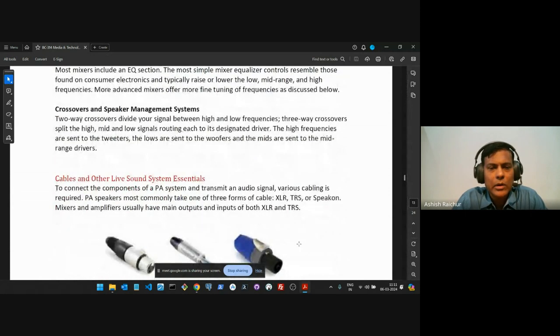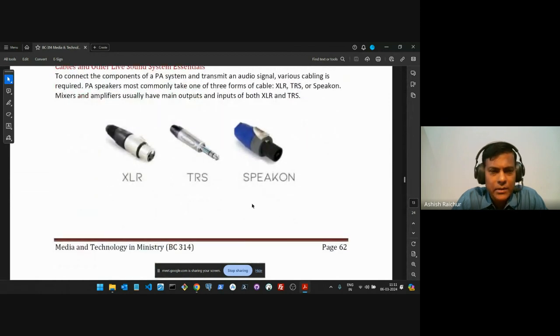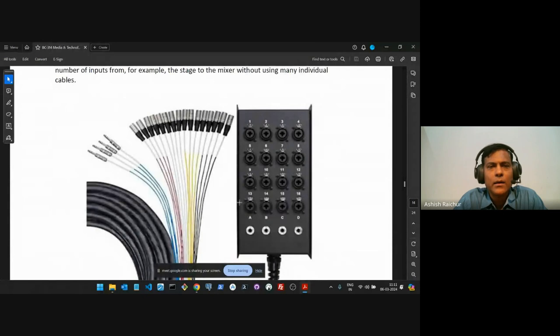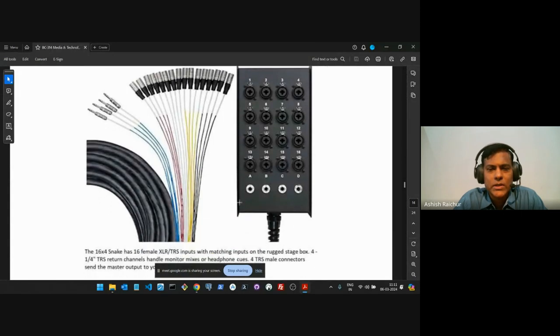And a very important part, in addition to the mixer, is that you need all these cables. Just giving an example here of different kinds of connectors that are used. And this is what is known as a snake cable. I think I may have mentioned this before.